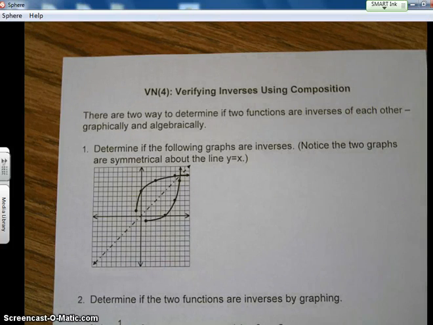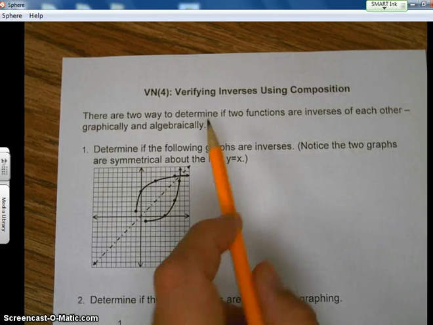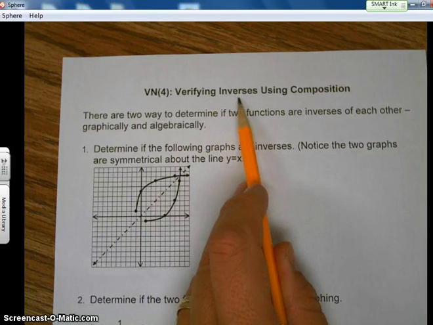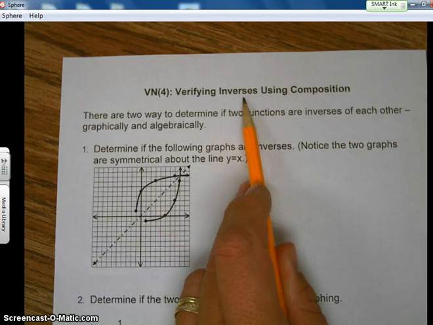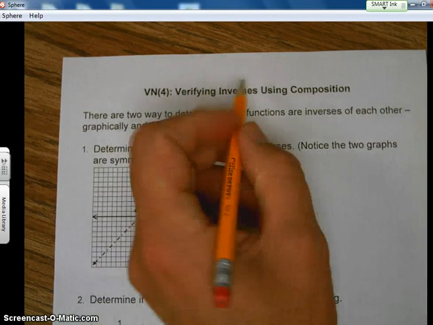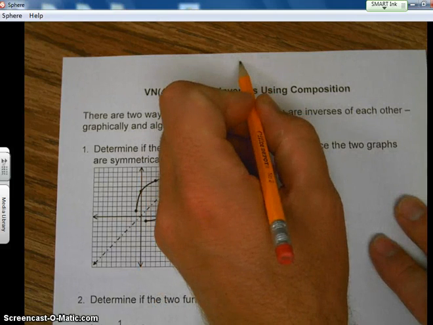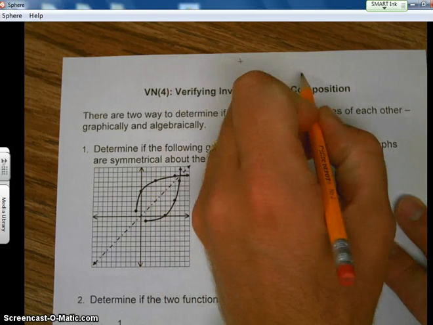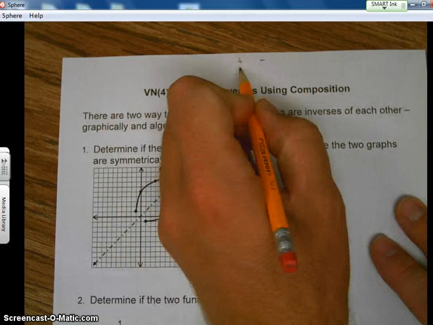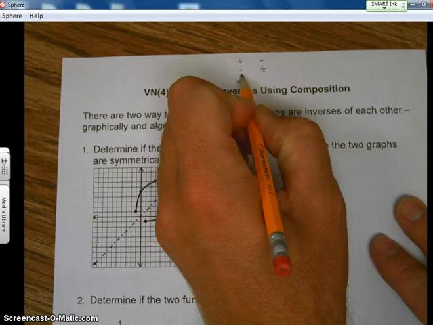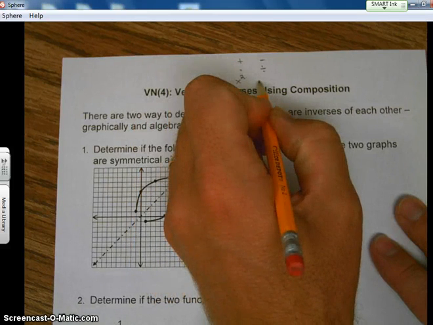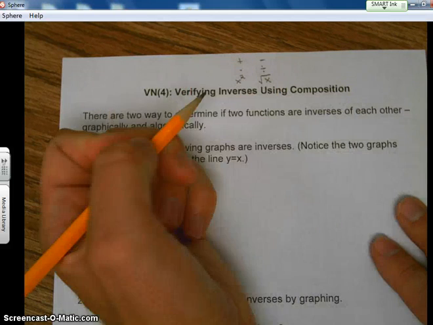Hey guys, so we're going to look at this last topic in this unit where we're verifying inverses. If two functions are inverses, there are two ways to determine if they're inverses of each other. For example, an inverse of an operation, you already know those. The inverse of addition is subtraction. The inverse of multiplication is division. If we square something, the inverse of squaring something is to square root something. Those are examples of inverses.